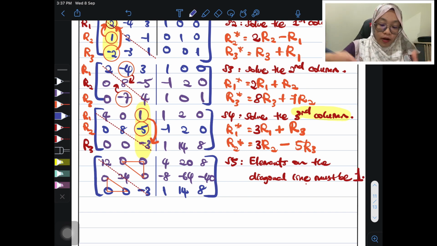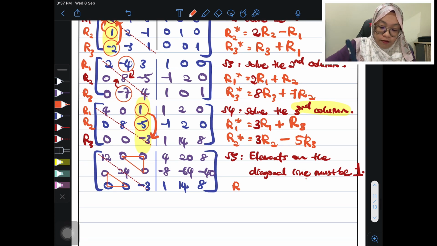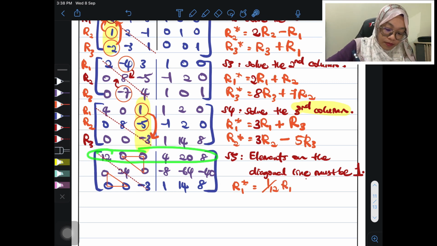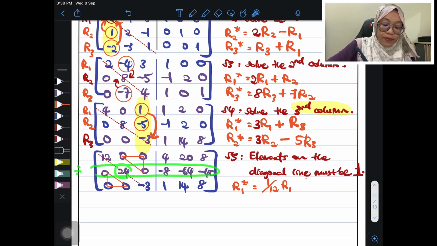Okay, how to make it 1? You must fix the first row. So the first row new will be coming 1 divided by 12, row 1. Okay, this one must be divided by 12, then you get 1 there. This second row needs to be divided by 24, then you get 1 here. The third row needs to be divided by negative 3, then you get 1.